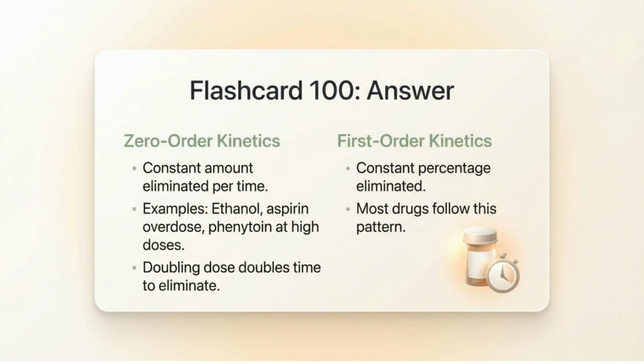Flashcard 100 answers by defining zero-order and first-order kinetics. Zero-order eliminates a constant amount per time. First-order eliminates a constant percentage, which most drugs follow.